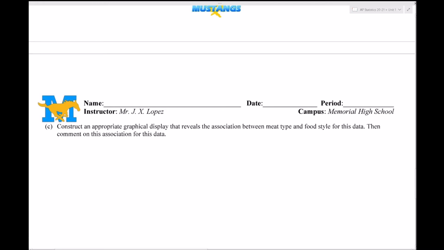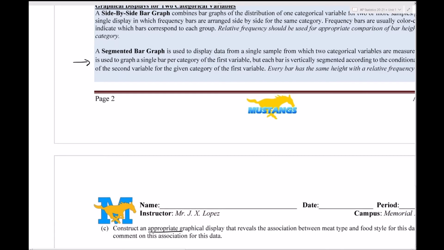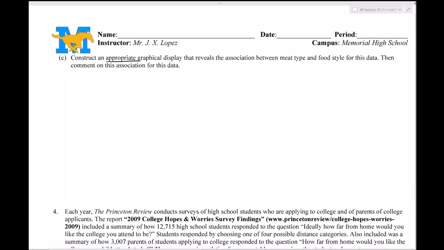So we're going to construct an appropriate graphical display that reveals the association between meat type and food style for this data. They give me the freedom to choose one or the other. If they give you the choice, the one I recommend is the segmented bar graph, always. It's much cooler looking. Side-by-side bar graphs can look really ugly depending on how good you are at drawing, and they can look very disorganized. And if you use frequency instead of relative frequency, it's going to look very meaningless. So I'm going to go with the segmented bar graph because it scales for percentages.